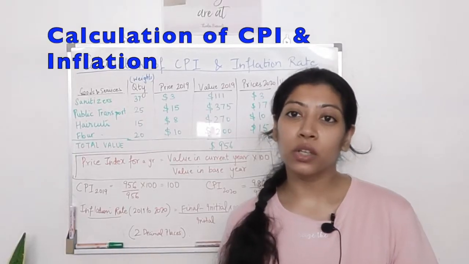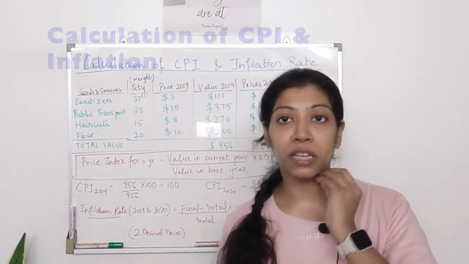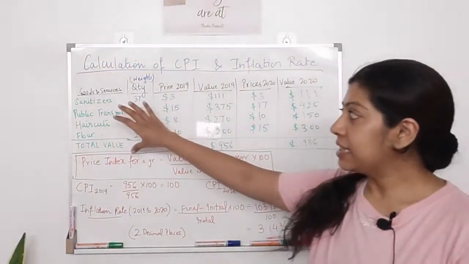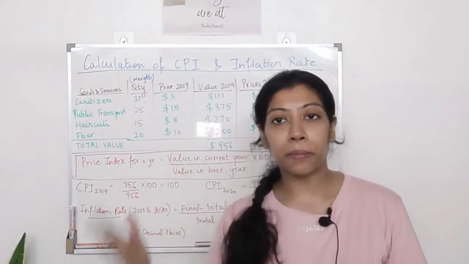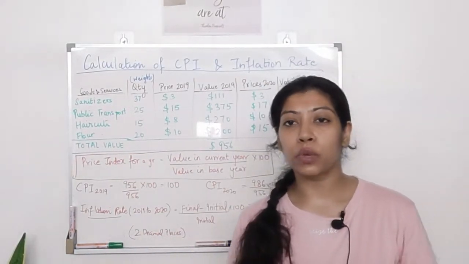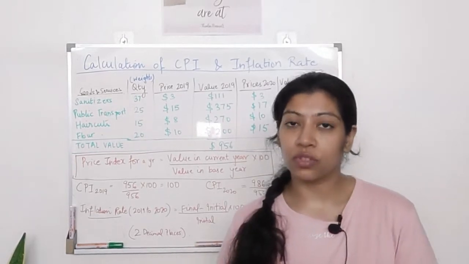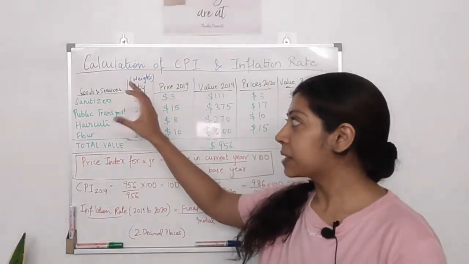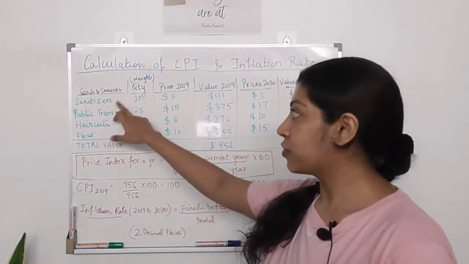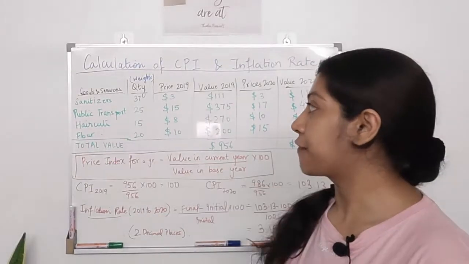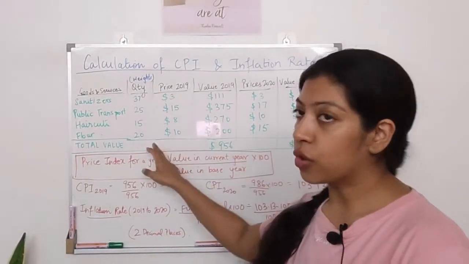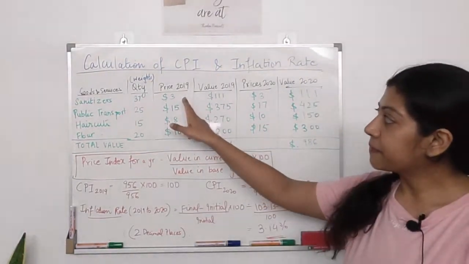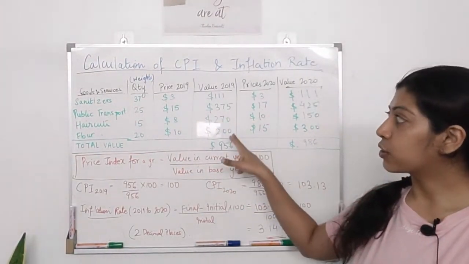So in this video, we'll look at how to calculate the consumer price index and the inflation rate. If you remember the definition of the consumer price index, we look at the value of a basket of goods and services used by the typical household. So let's say the typical household has this basket of sanitizers, public transport, haircuts and flour, and this is the quantity or the weights which is being used. These are the prices, and then we calculate the value.